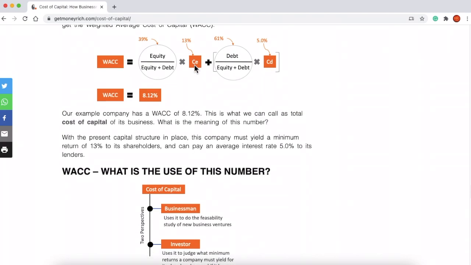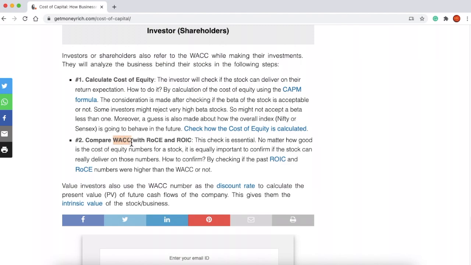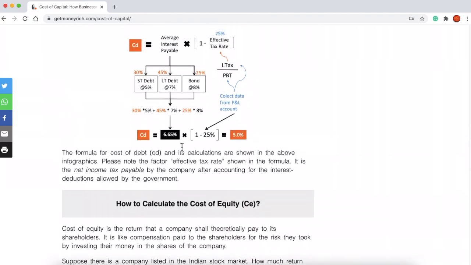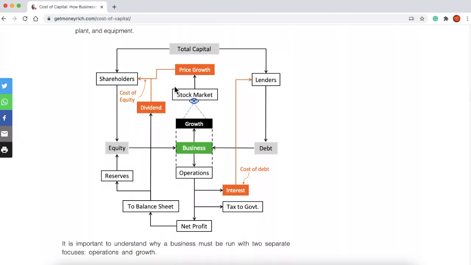If the answer is yes, then we will jump to the next step. In the next step, we will compare the weighted average cost of capital with the past ROCE and ROIC of the company. If the ROCE and ROIC have been at least 1.5 times more than WACC, we can say that the company is sufficiently profitable to meet the demands of WACC. It means that if ROCE and ROIC are sufficiently large in value, only then can it give interest to its lenders, and only then will it be able to pay dividends and compensate with price appreciation to its shareholders.